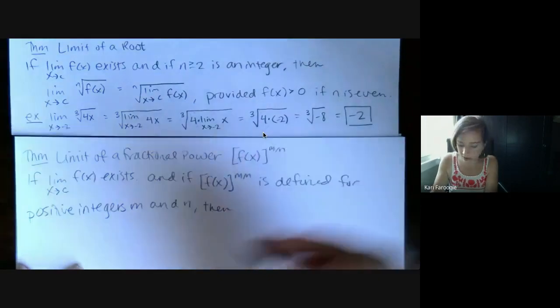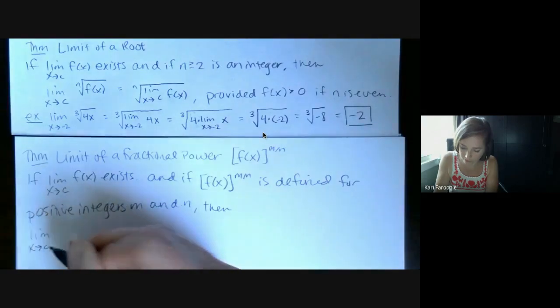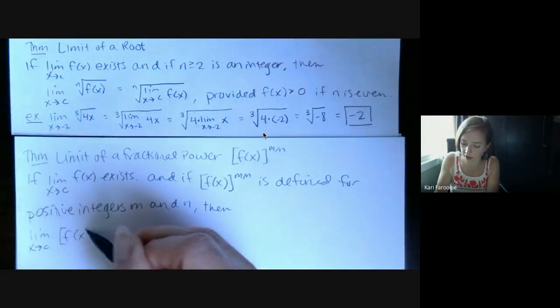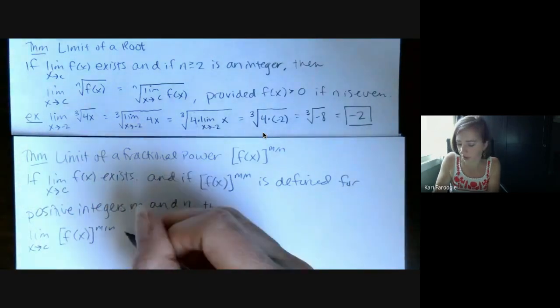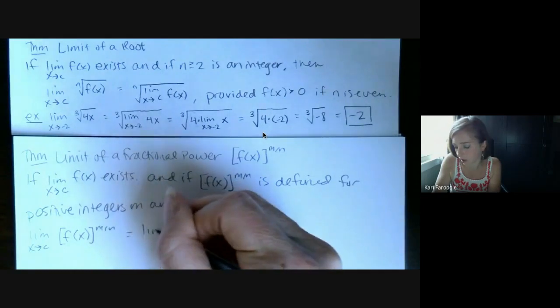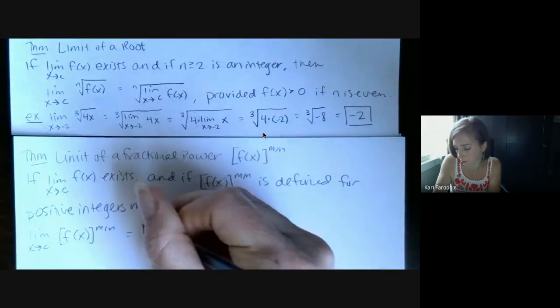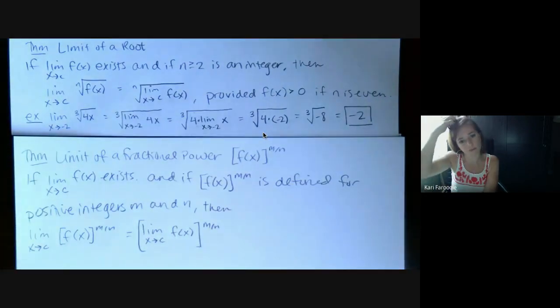You could probably figure out where this is going based on everything we've done so far. But the limit as x approaches c of f of x to the m over nth power means that you can take that entire limit to your fractional power.